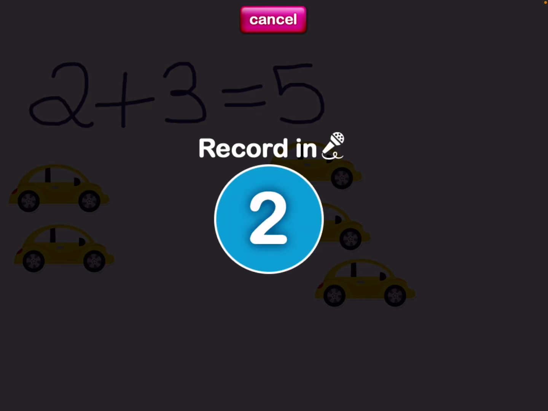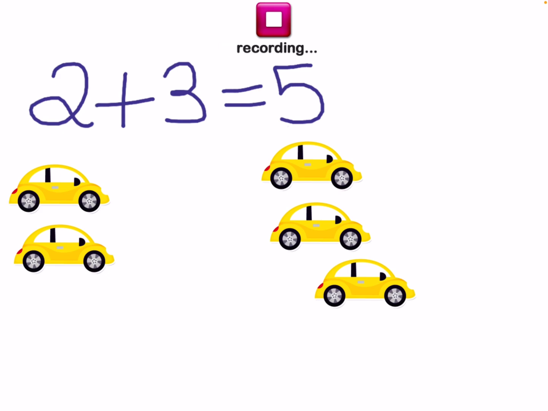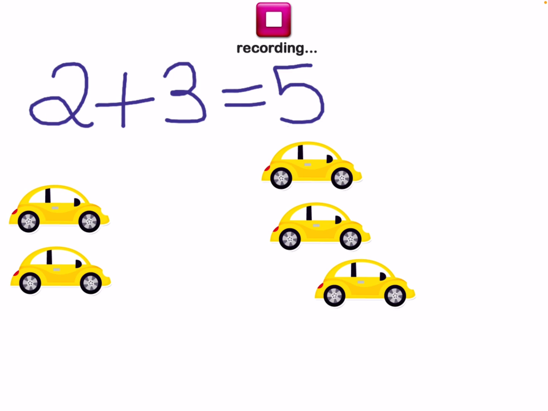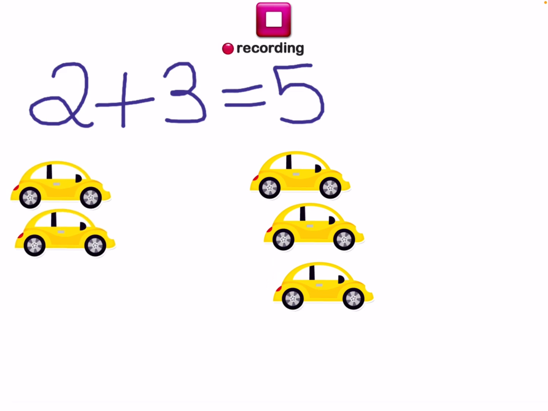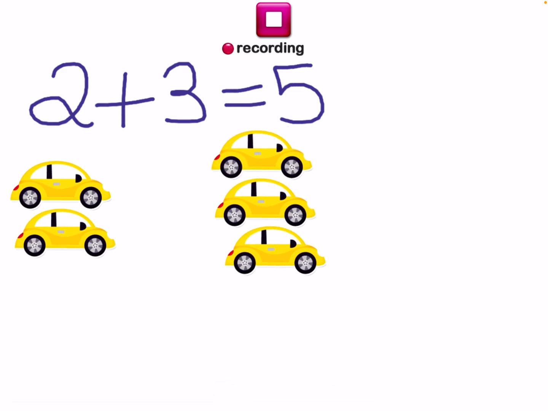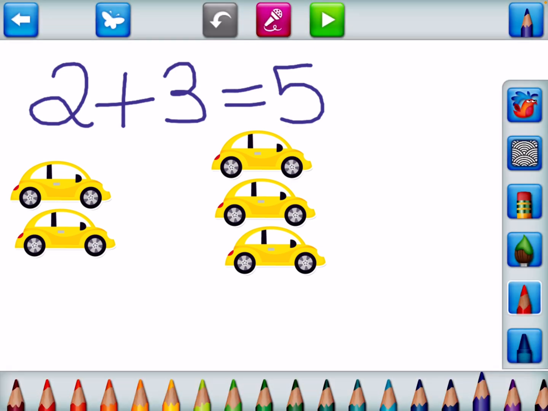3, 2, 1, go! All right, so I had 2 yellow beetles in the parking lot. 3 more yellow beetles drove in. How many beetles do I have now? So my number sentence would be 2 plus 3 equals 5. And when I stop, push the stop button, now I can listen to my story.